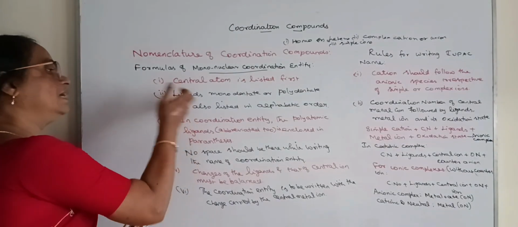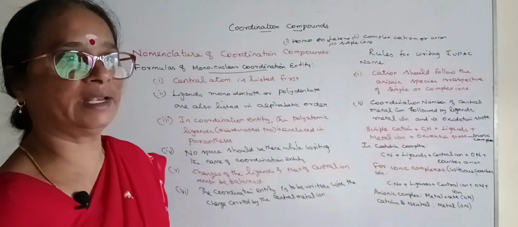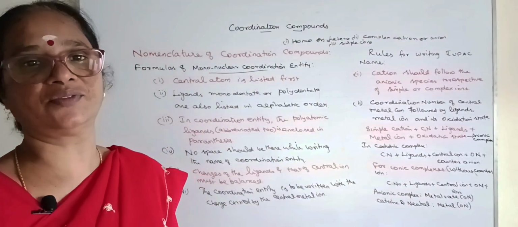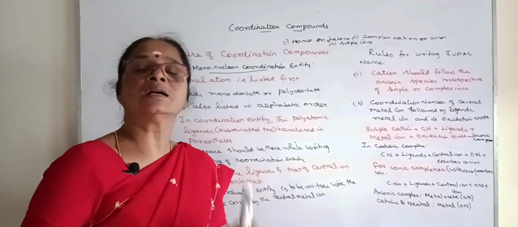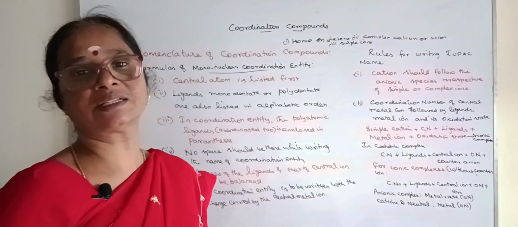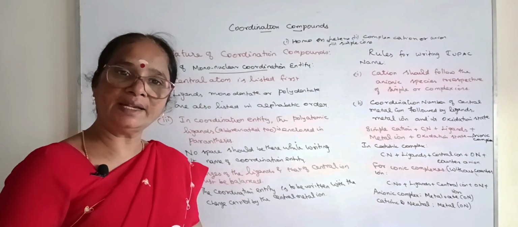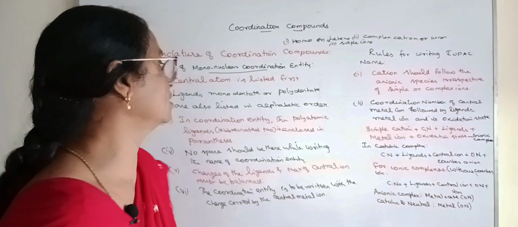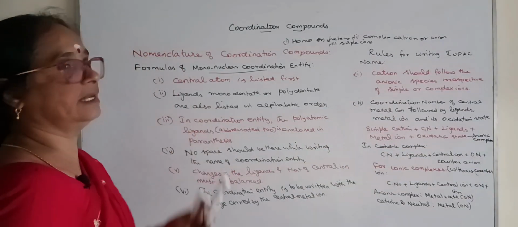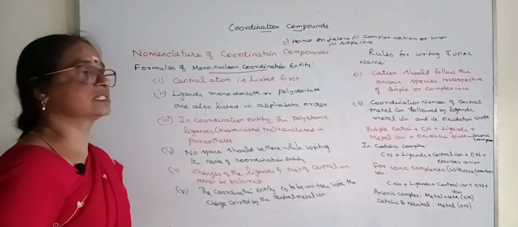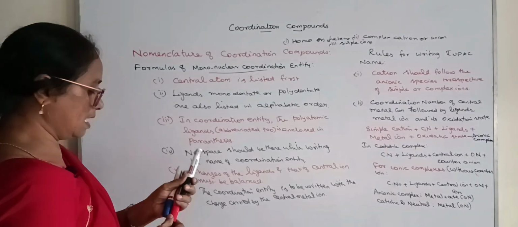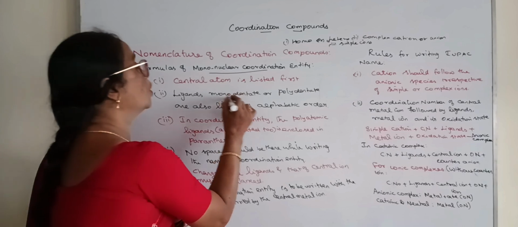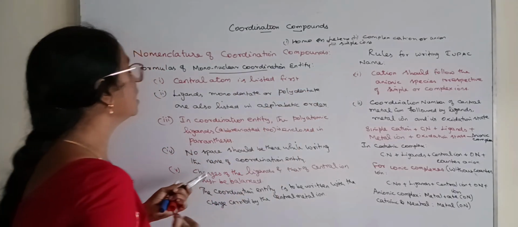Then the ligands, whether monodentate or polydentate, we have to identify. Monodentate ligands can donate only one pair of electrons. Polydentate ligands can donate more than one pair of electrons. So we have to identify whether the metal ion in the coordination entity is binding with monodentate or polydentate ligands.